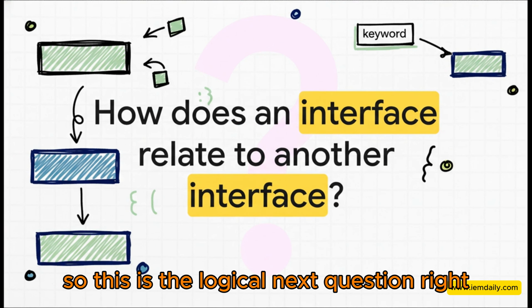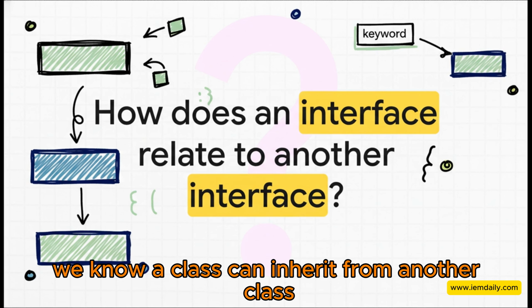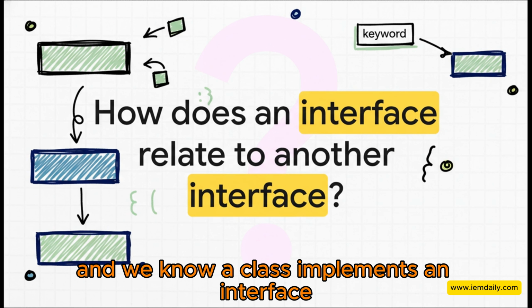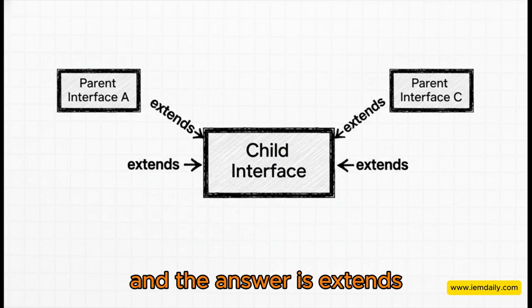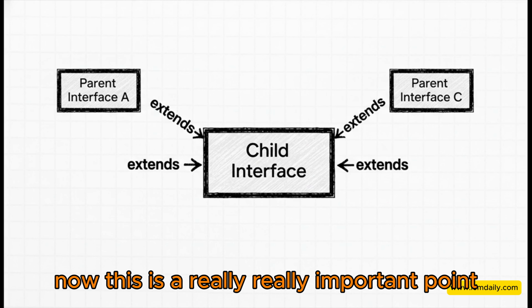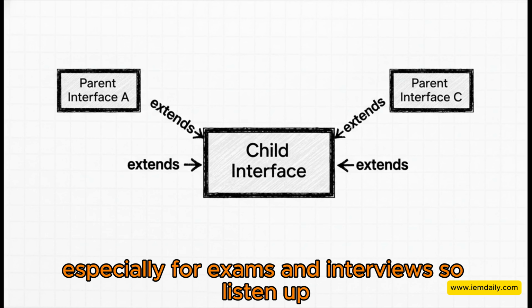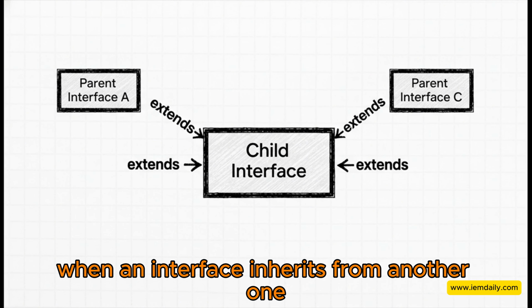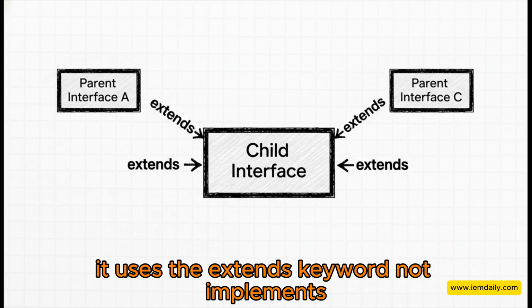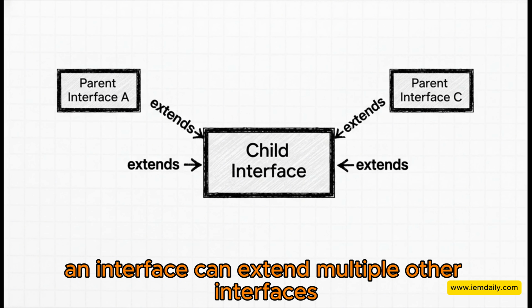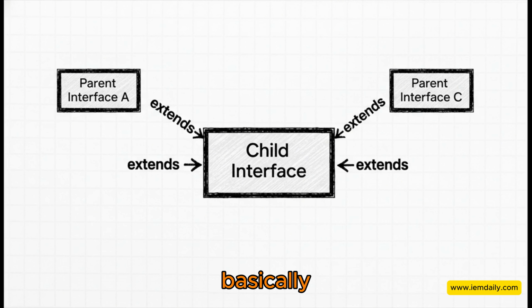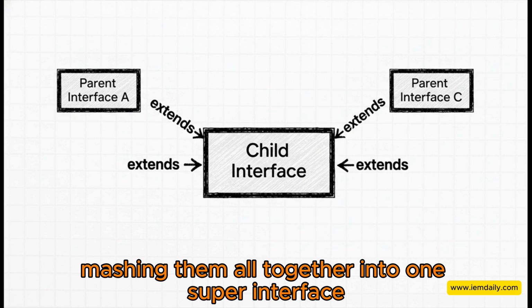So this is the logical next question, right? We know a class can inherit from another class, and we know a class implements an interface. But how do you connect two interfaces? What's the magic keyword there? And the answer is extends. Now, this is a really important point, especially for exams and interviews, so listen up. When an interface inherits from another one, it uses the extends keyword, not implements. And here's the real kicker. Unlike classes, an interface can extend multiple other interfaces, basically mashing them all together into one super interface.